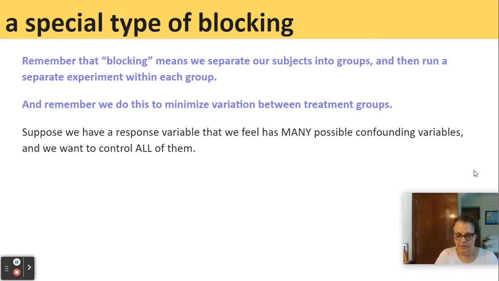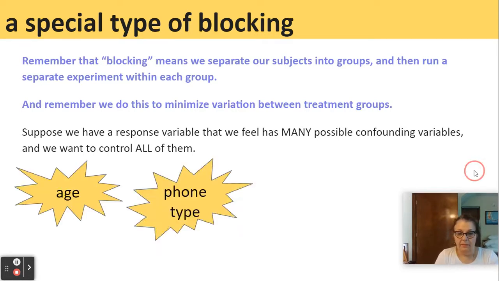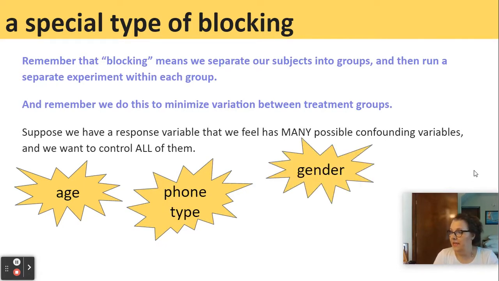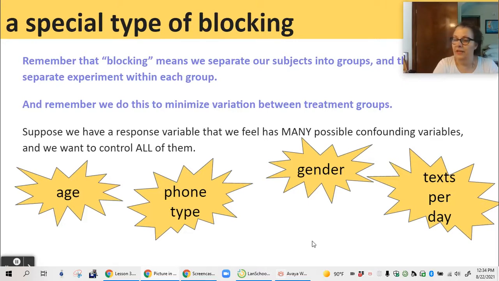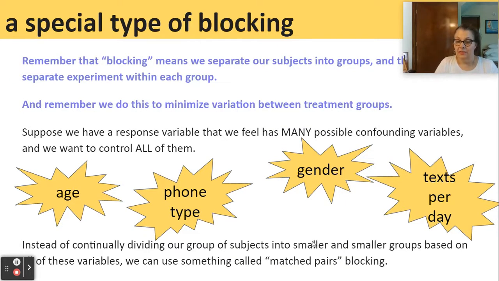So let's say that we have a response variable that we feel has many possible confounding variables, and we want to control all of them. Let's just say that age is in here, and maybe we found that the type of phone you have could have effects, and maybe your gender does actually have an effect, and maybe how many text messages you send, meaning that the more text messages you send per day could affect how quickly you can type. And these are all things that we want to control, all of them. Okay, well, instead of continually dividing our group of subjects into smaller and smaller groups based on all of these variables, we can use something called match pair blocking.